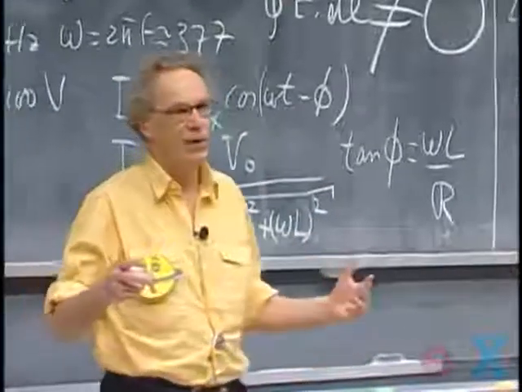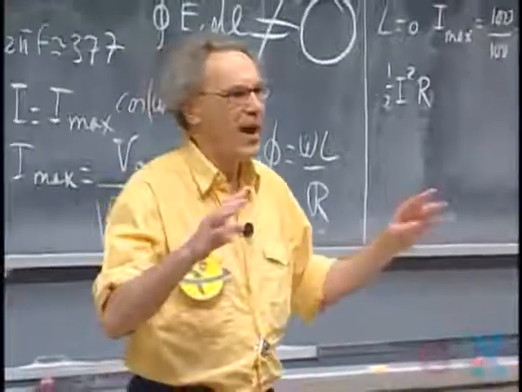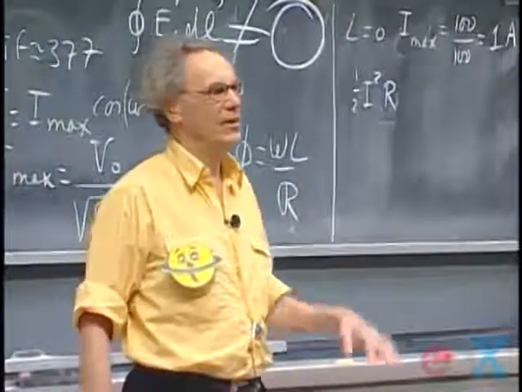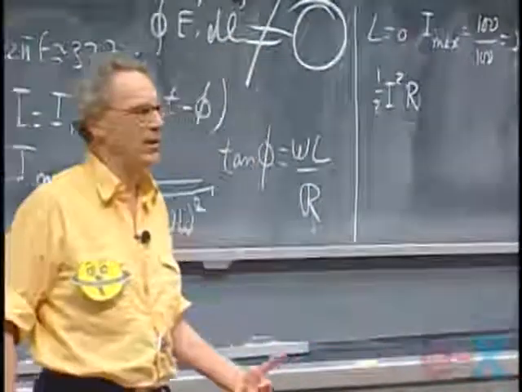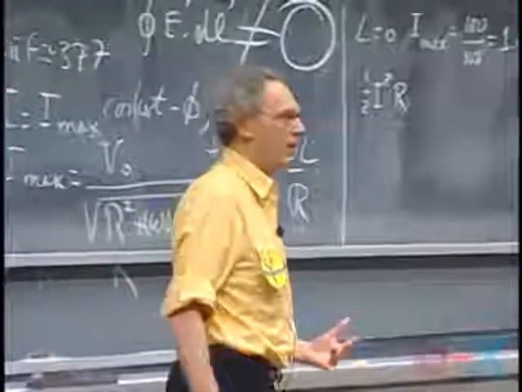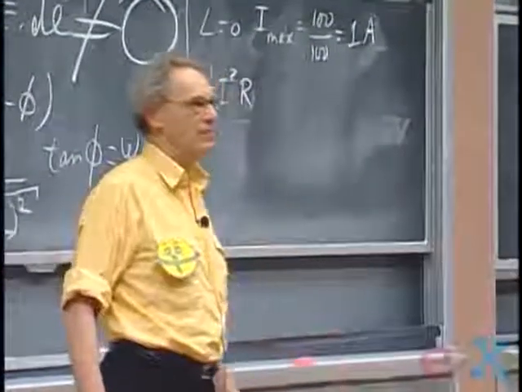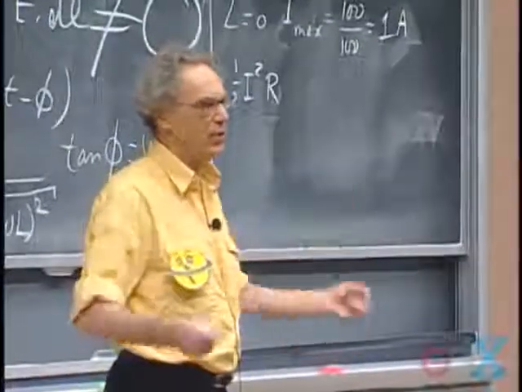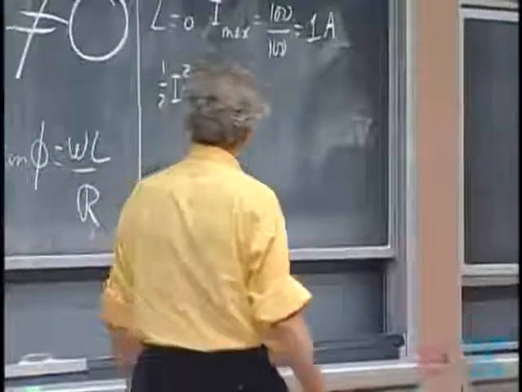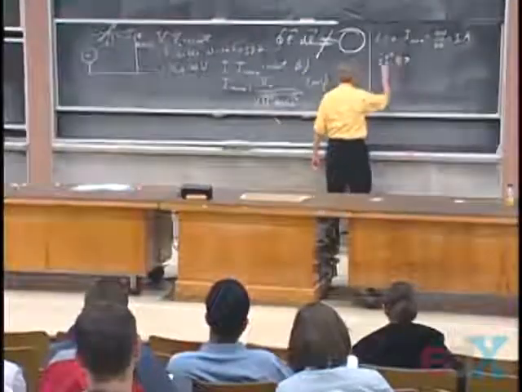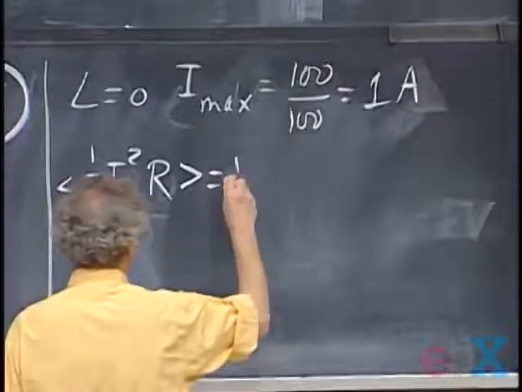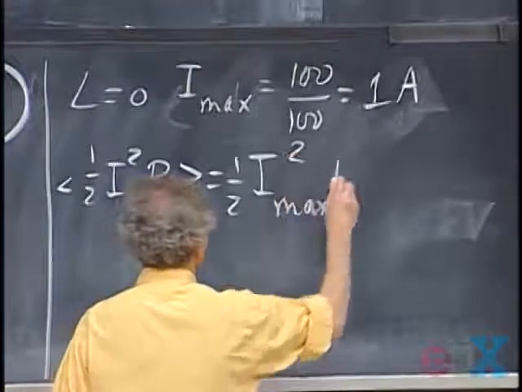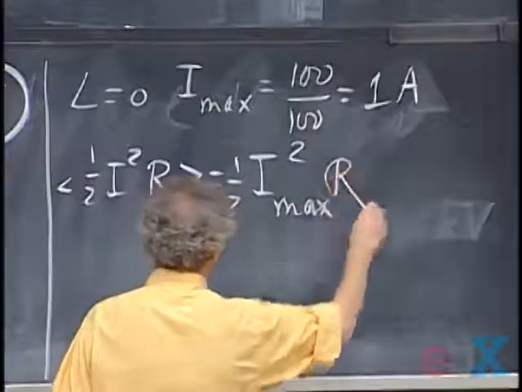And so now you have to be able to evaluate the time average of a cosine square omega t function. And the time average of a cosine squared or sine square omega t function is always 1/2. You like to remember that rather than spending 5 minutes on deriving that. And so this time average is then going to be 1/2 times I max squared times R.